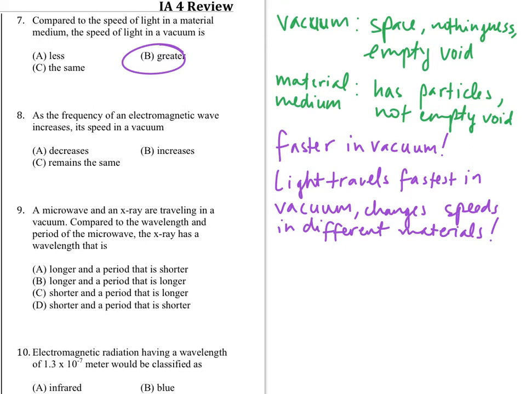Alright, number 8. As the frequency of an electromagnetic wave increases, its speed in a vacuum will. Alright. So what do we know about this now? What is the speed of light in a vacuum?